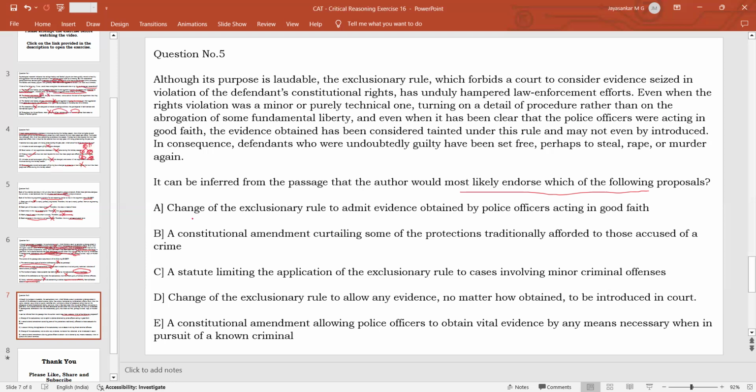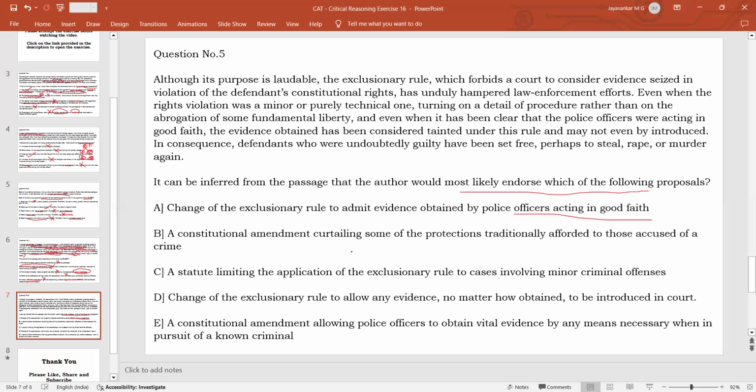So, what is a very clear answer? Change of the exclusionary rule to admit evidence obtained by police officers acting in good faith. Yes, as far as police officers are acting in good faith, these rules should not be invoked. The evidence should be admitted. So, some changes have to be made in the existing system so that the evidence obtained by police officers who are acting in good faith, meaning who have not done anything illegal or violating the human rights or constitutional rights of the defendants or criminals, should be admitted by the courts so that the criminals can be punished. So this is a good answer that the author will definitely support.